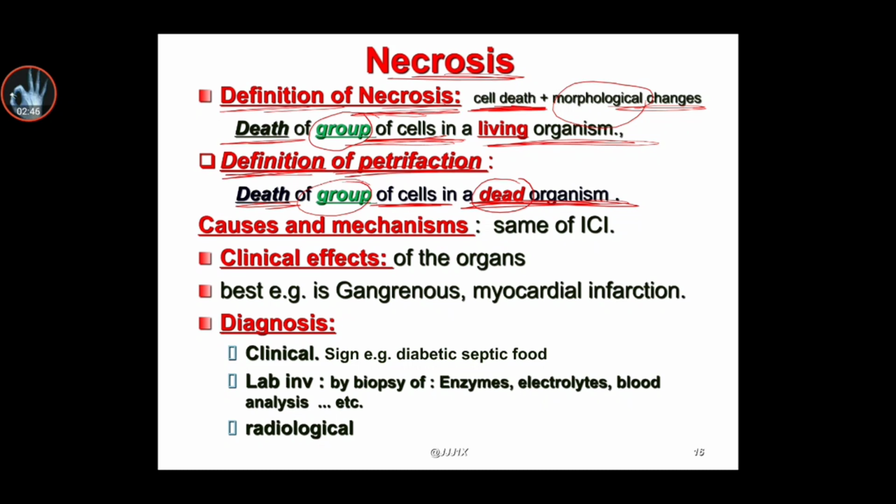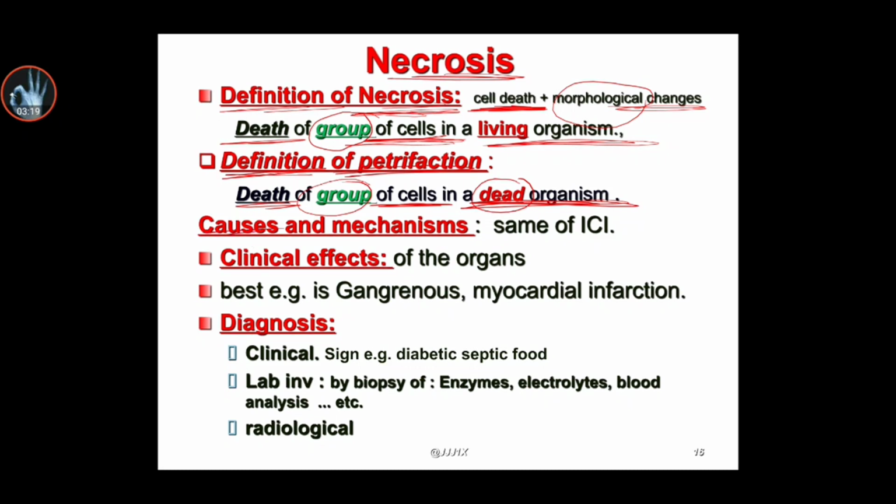فالنيكروسيس هو موت مجموعة من الخلايا في المخلوق الحي اللي لسه عايش. البتريفاكشن هو موت مجموعة من الخلايا في جسم المخلوق الميت. فعندنا إنسان مات مثلا، تظل خلاياه يعني لفترة محددة أو فترة معينة لسه عايشة. الخلايا هذه لو مات جزء منها نسمي هذا المصطلح putrefaction.